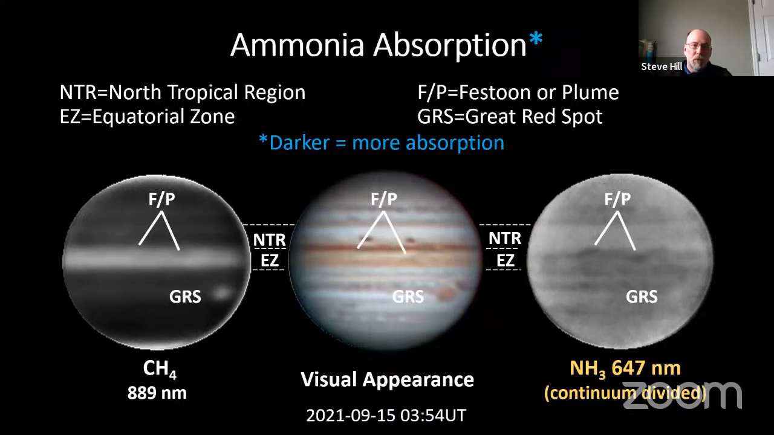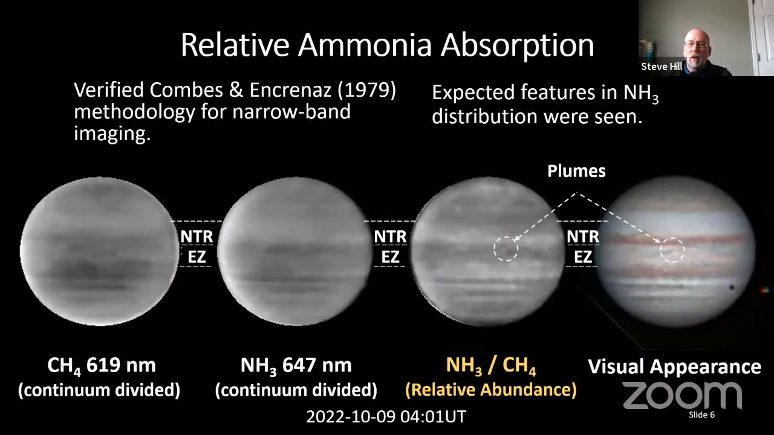So that spurred the work on further for the next year, where in 2022, we added a filter for the methane band at 619 nanometers. And this is what helps us meet that criteria for similar scattering paths like Combes and Encrenaz. It allows the analysis to go beyond the ammonia absorption, to the actual abundance of ammonia along the column in parts per million.